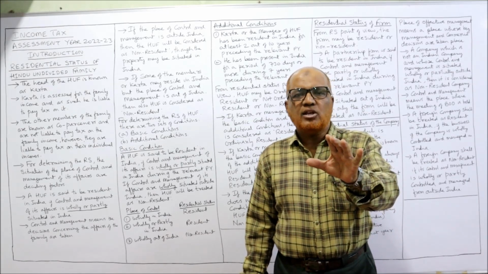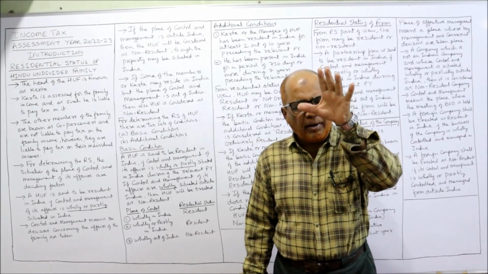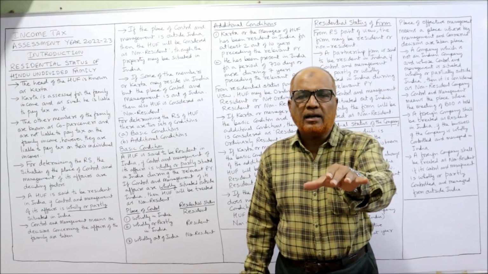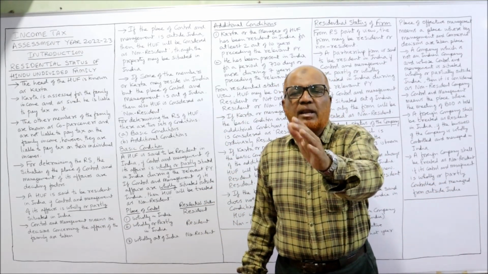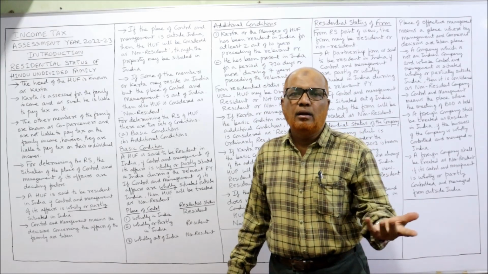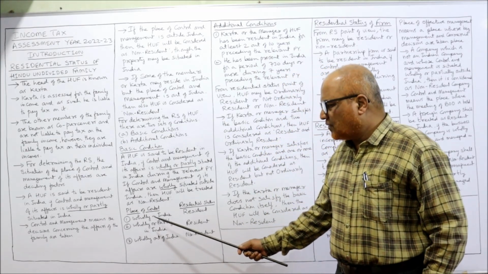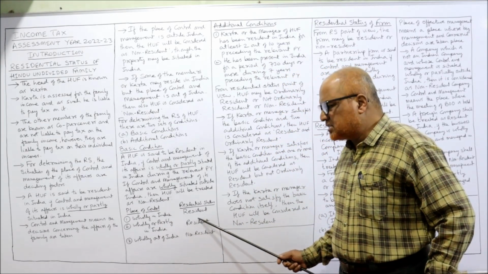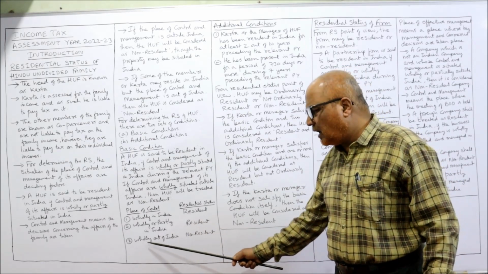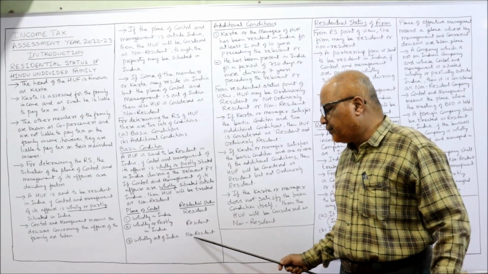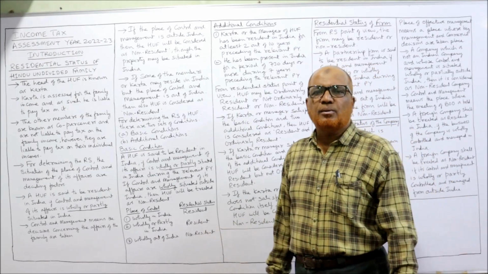If the control and management is completely in India or partly in India and partly outside India, resident. If the control and management is completely outside India, non-resident. Now, place of control wholly in India, then resident. Wholly or partly in India, resident. Completely outside India, wholly out of India, then non-resident. That's all. These are the provisions.